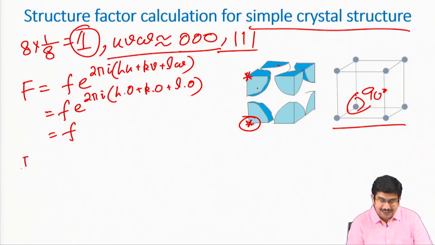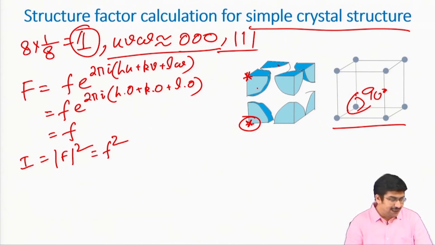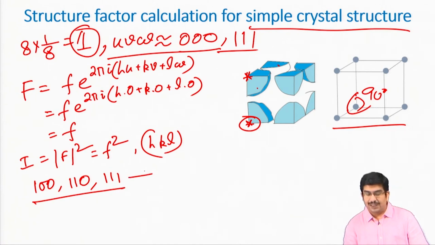That means the intensity, which is basically nothing but the square of the modulus of the structure factor, simply will come down to f squared. Fine. So, what does this mean? This means that for every kind of hkl, any diffraction condition for any kind of plane, be it 100, 110, or 111, we will be getting some amount of intensity. None of these planes or diffracted beams will be absent.